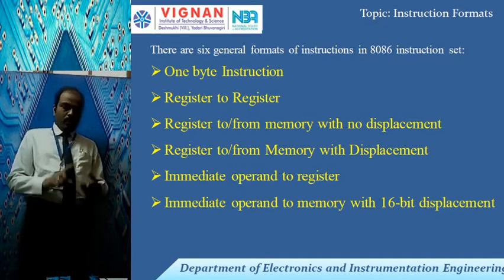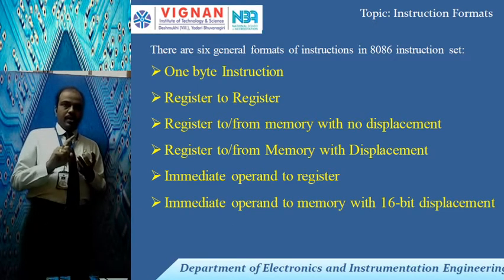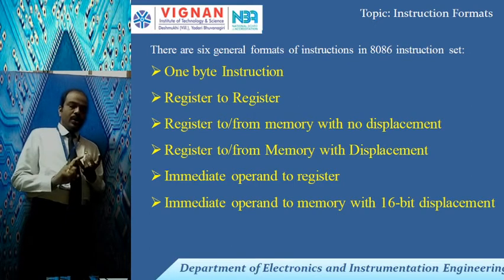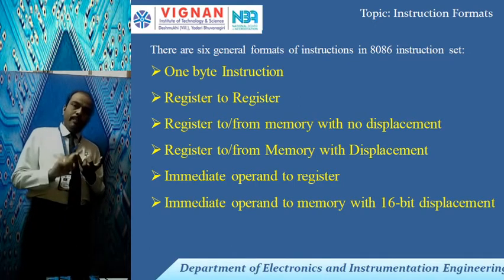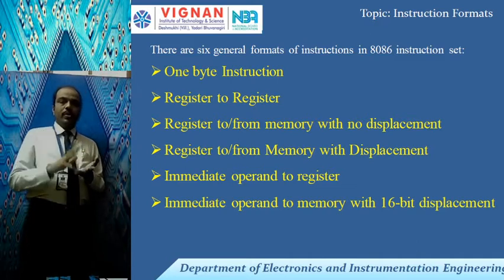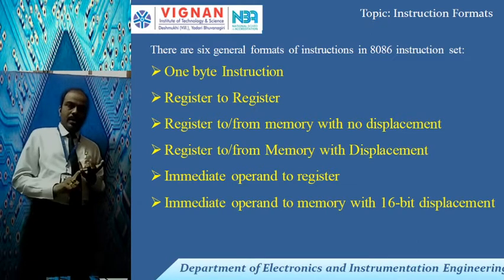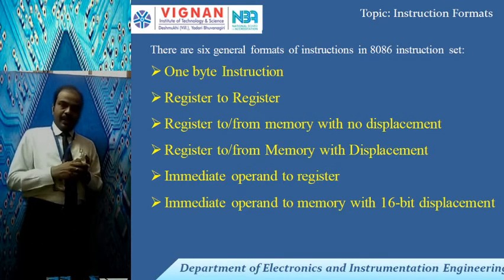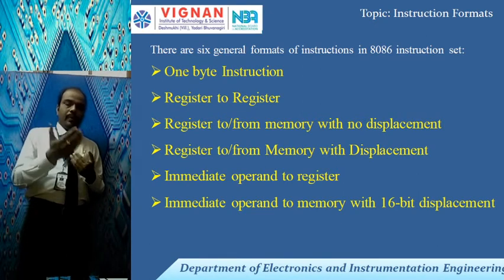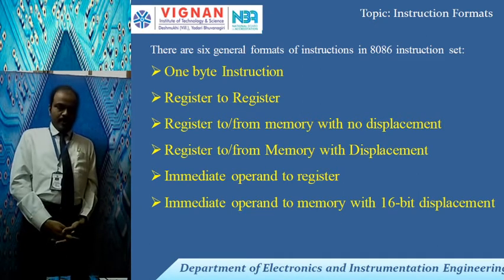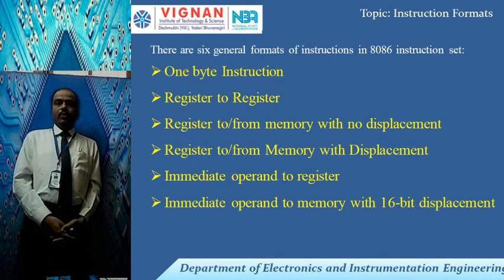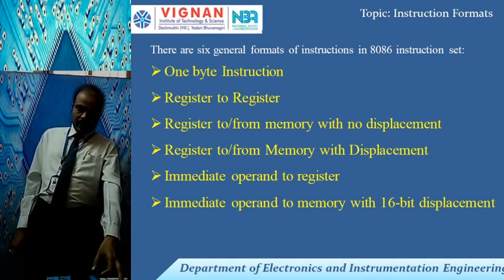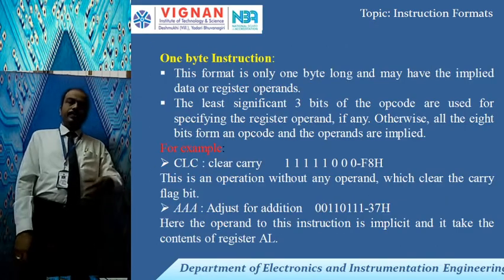Those are 1 byte instruction, register to register instruction, register to memory or from memory with no displacement. Next, register to memory or from memory with some displacement, immediate operand to register, immediate operand to memory with some 16-bit displacement. So there are 6 general formats we are having for our 8086 microprocessor, so that we will see one by one in detail.